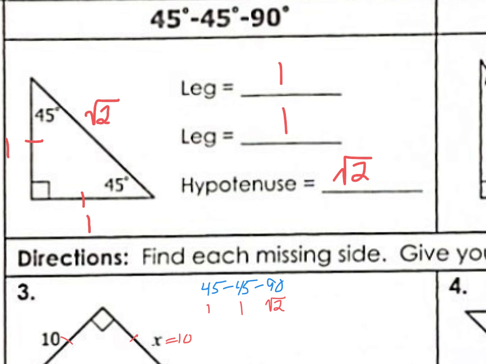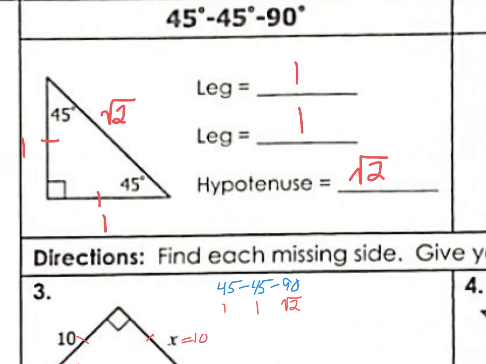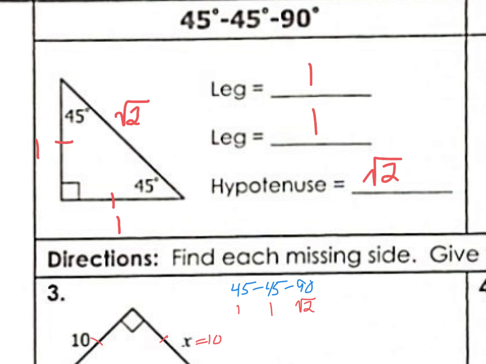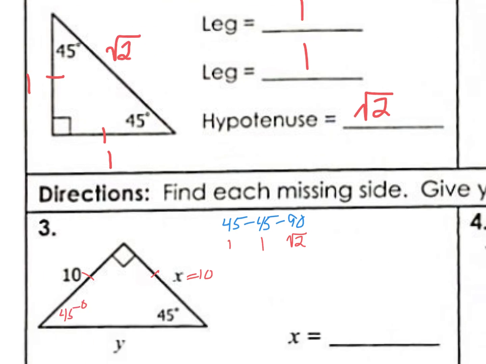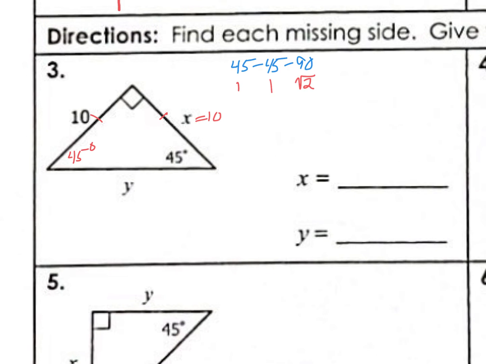So my leg, this leg here, let me move it over so you can see it. So this leg here, right, is across from the 45, so it has a value of 1. This leg here is across from the 1, and the hypotenuse is across from the rad 2, which is the 90 degrees. So that's where I got this pattern here. Anytime you have a 45, 45, 90, you're going to write the pattern 1, 1, rad 2.